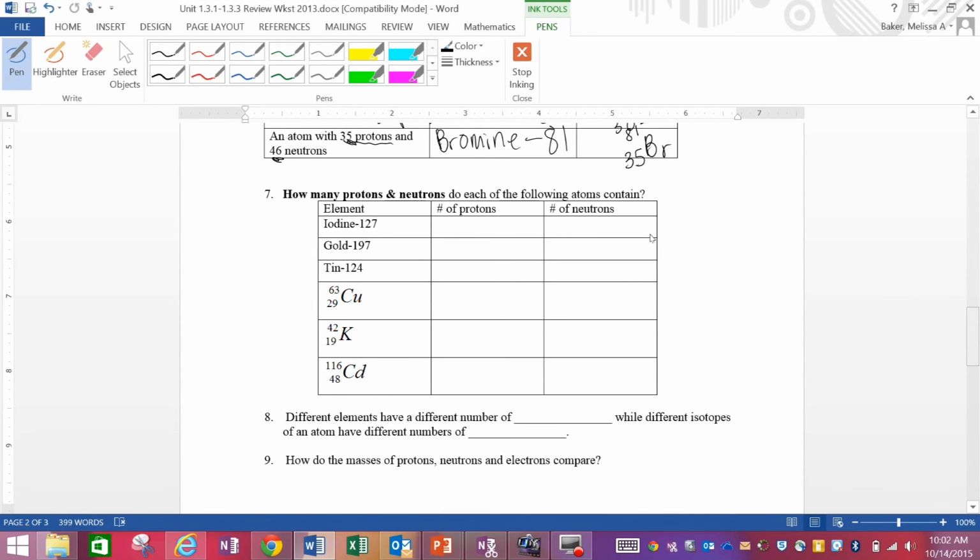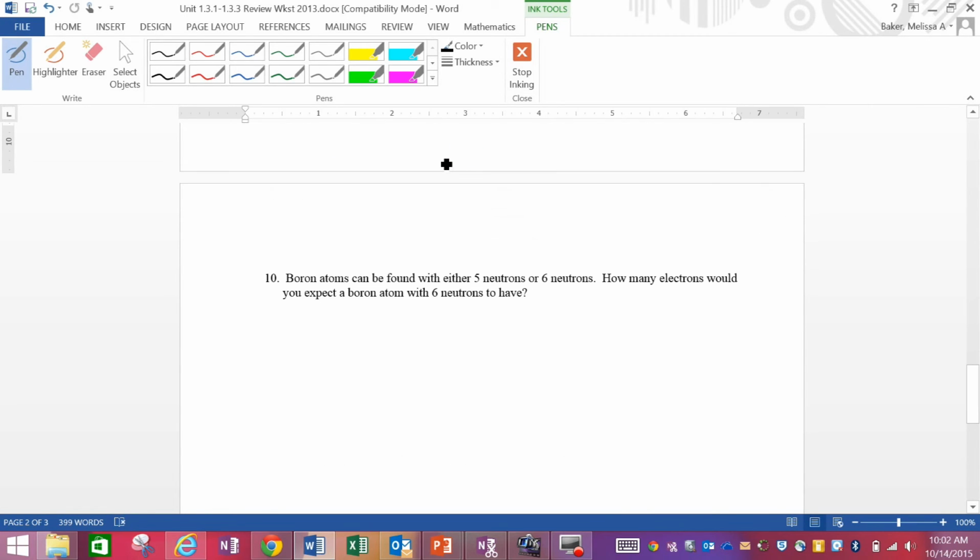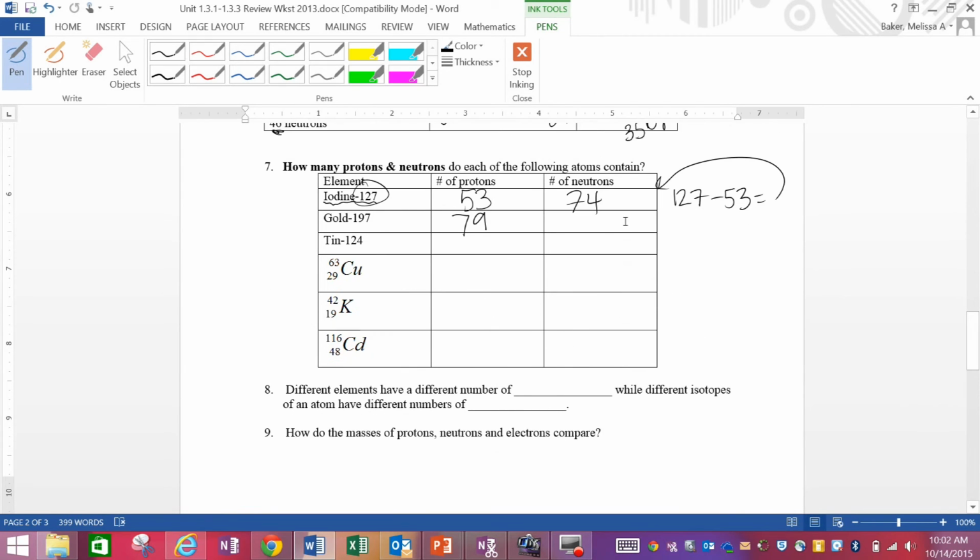How many protons and neutrons do each of these contain? Iodine on the periodic table is number 53. So protons would be 53. If its total mass is 127, I've got to do a subtraction here to get the number of neutrons, which would be 74. Same thing for gold, only gold is number 79. So 197 minus 79 is 118 neutrons. Tin is number 50. For neutrons, 124 minus 50 makes 74 neutrons.